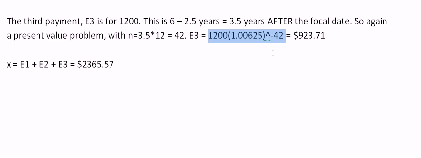Now, because all of these payments are brought to the focal date and we are making our combined payment on the focal date, we can combine these payments together, call them X. So X, the payment that you make on the focal date, equals E1 plus E2 plus E3. And that is the solution. You would pay 2365.57 on the focal date in order to make good on all these payments. Thank you.